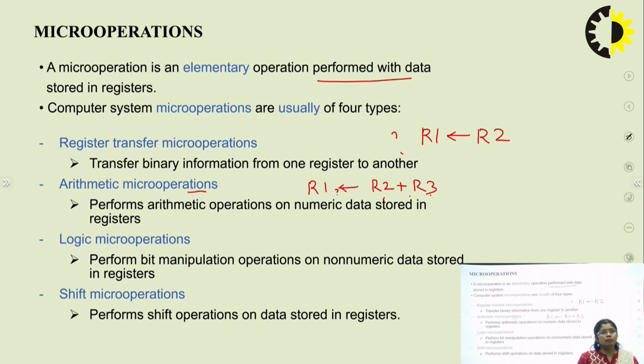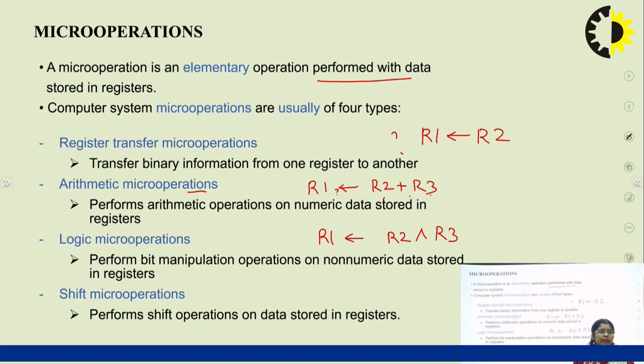Next is the logical micro operation. Logical micro operations are the AND, OR and NOT operations you perform on the content stored in registers. For example, for R1 with R2 and R3, an AND operation is performed on the contents of R2 and R3 and the result is stored in R1. And the next one is the shift micro operation.